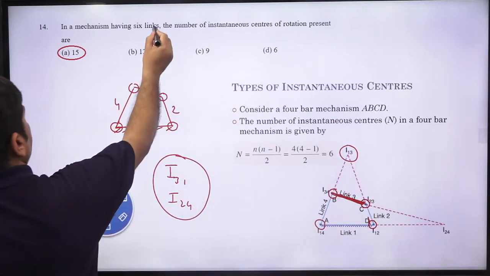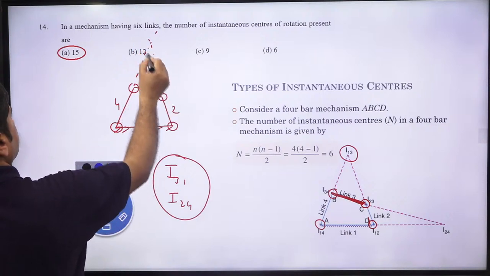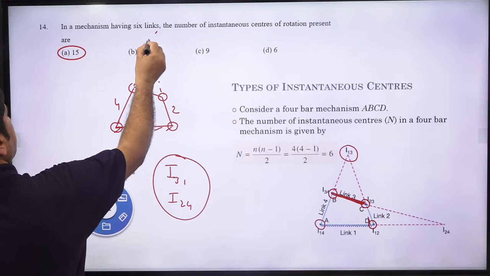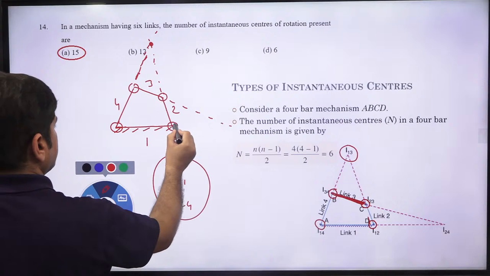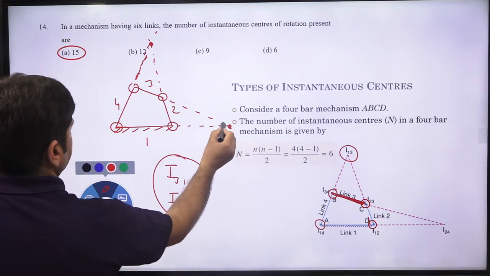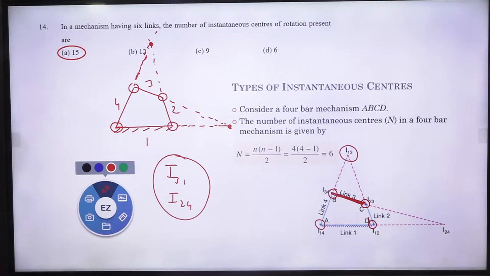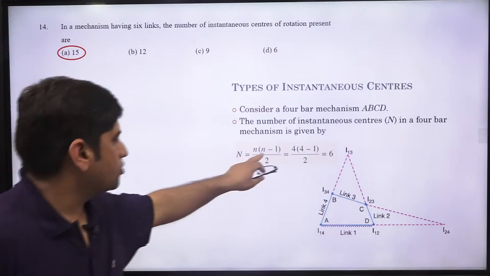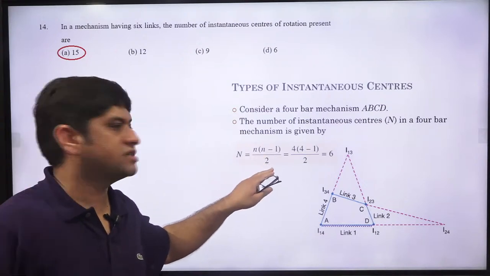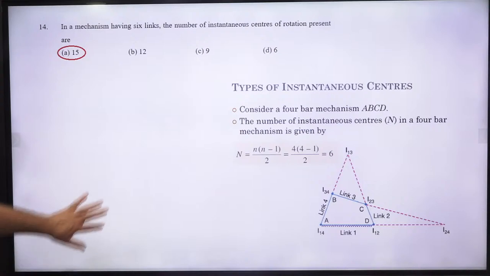You don't have to do anything else, you just have to extend the links forward. Extend the length of the links, that's all you have to do. So extend the length, and you will get one I center. And then extend this length also, and you will get another I center. So this is how you get 2 I centers. So you have now got 6 I centers. They are the 6 instantaneous centers. If I keep on increasing the links, this is the formula you will use. So this is how it is to be done, and this is how you will calculate the number of I centers.